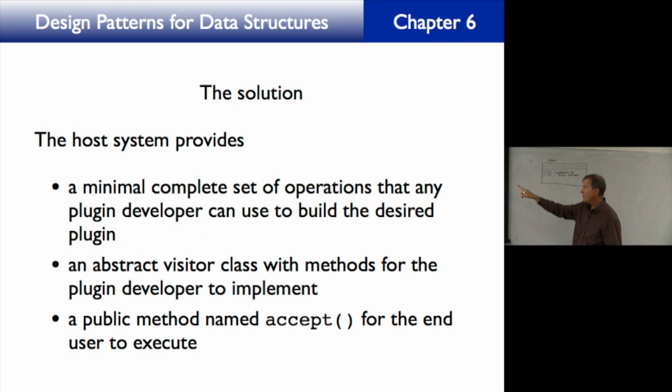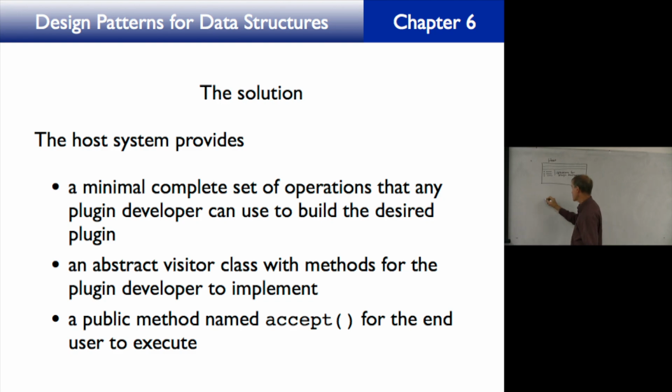Now, what else does the host system provide? Now, who's writing all this? These are the host developers, all right? What else does the host system provide? What does it say next? An abstract visitor class with methods for the plugin developer to implement.